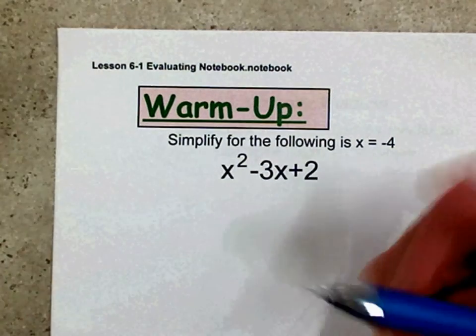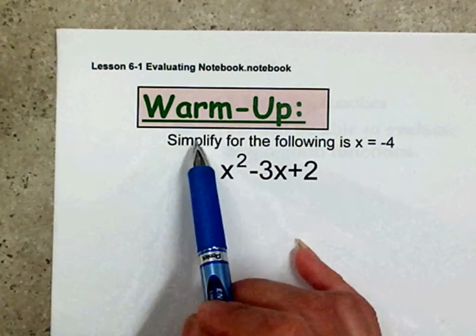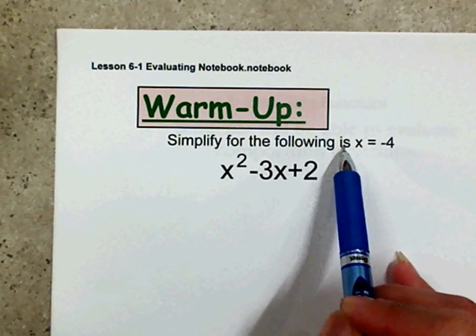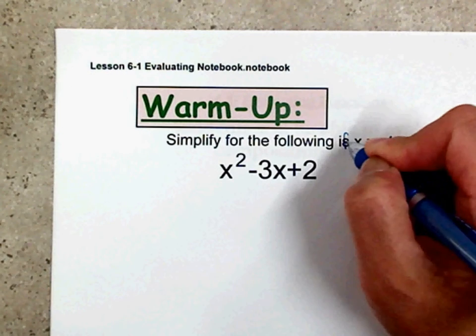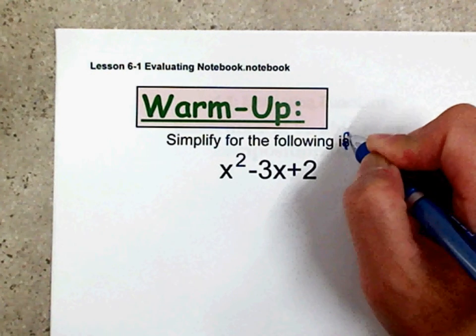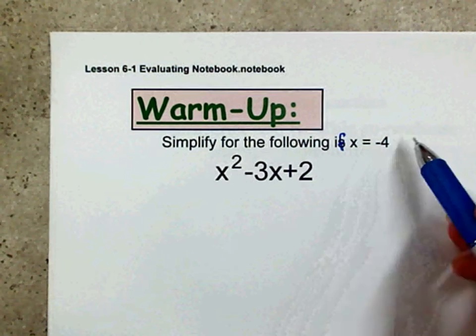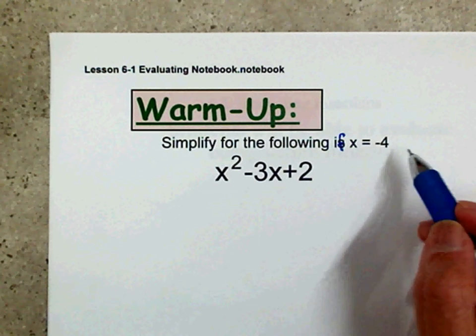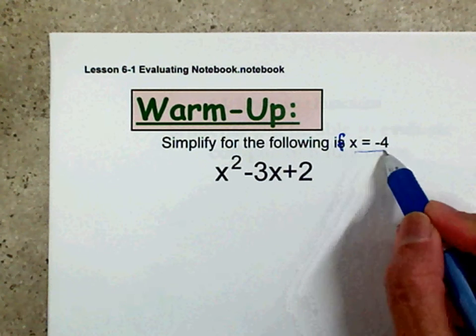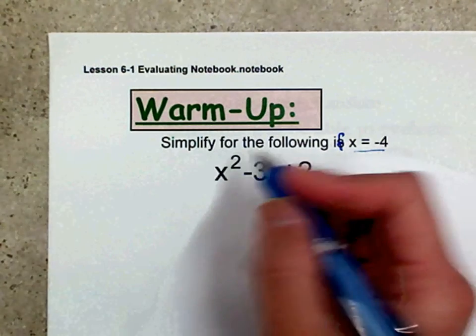All right. Evaluating the warm-up. Simplify the following if, that should say if. Obviously, spell check does not like me. Simplify for the following if x is equal to -4. So all you got to do is, it gives you what x is. X is -4, so you're going to plug it in.